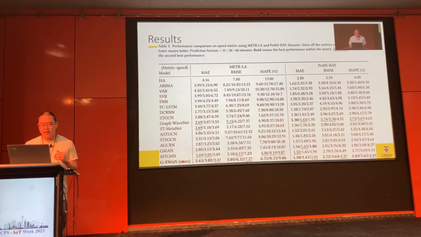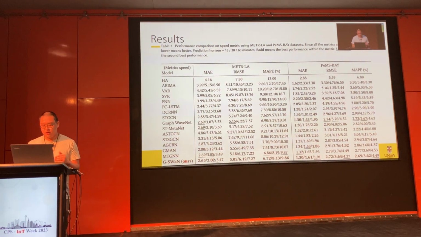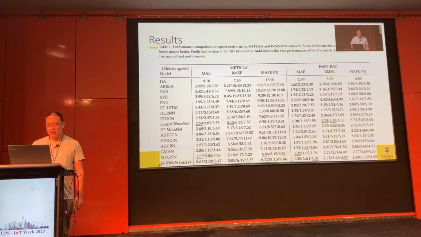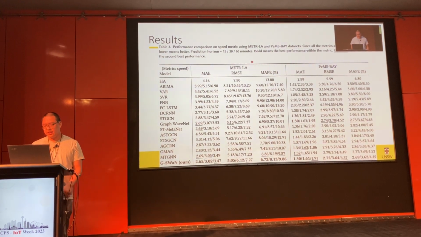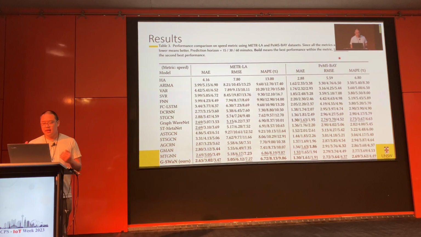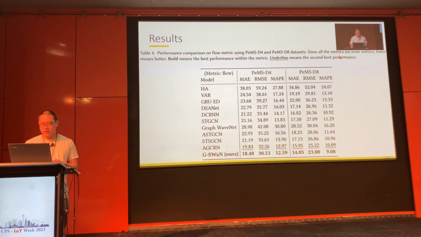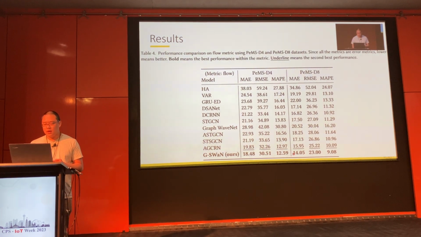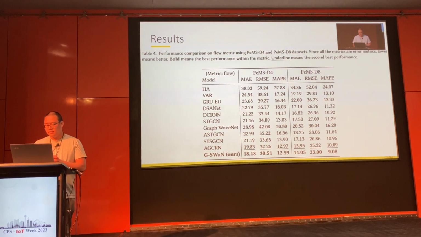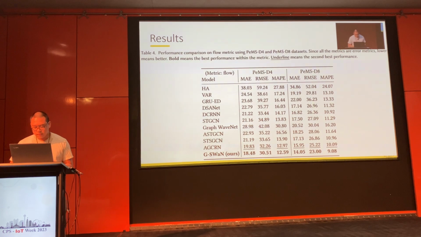We are always either the best or the second best. This is our contribution, G-SWaN, at the very bottom. This is for the speed datasets, Metro LA and Dynamicity. And this is the result for the other two flow datasets, where we are consistently at the state of the art.